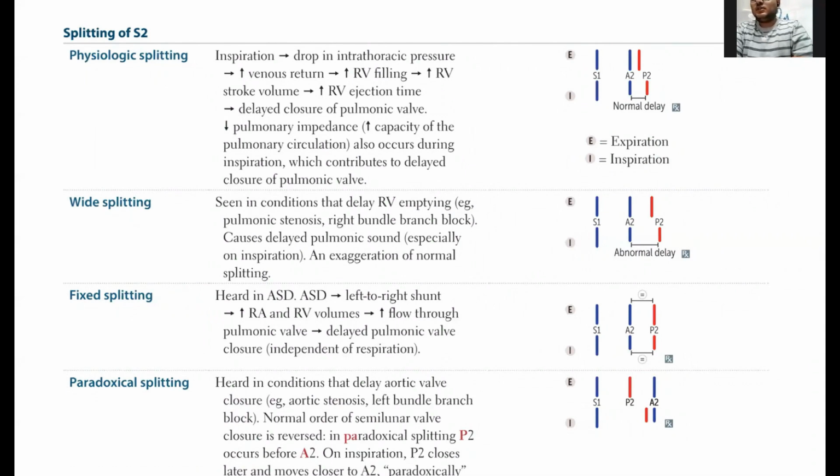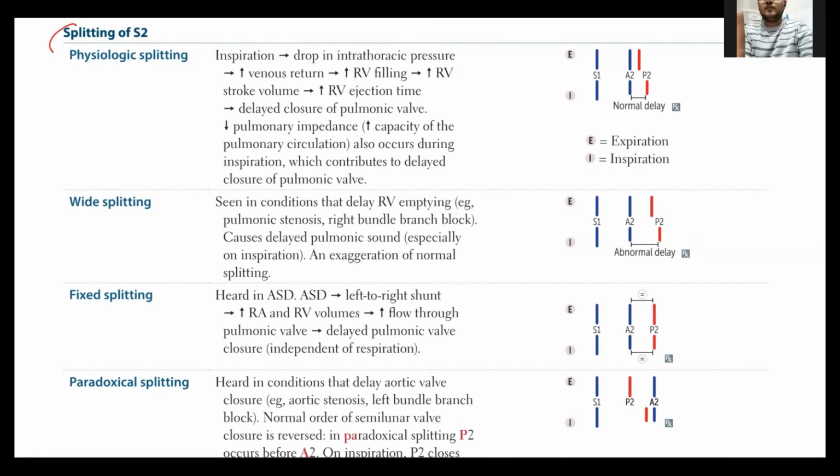हमने डिस्कस किया था लास्ट लेक्चर में डिफरेंट टॉपिक्स, और आज का हमारा फोर्थ लेक्चर है कार्डियोवास्कुलर डिसीज का। And in this lecture we will study the splitting of S2. Okay, what is the splitting of S2?